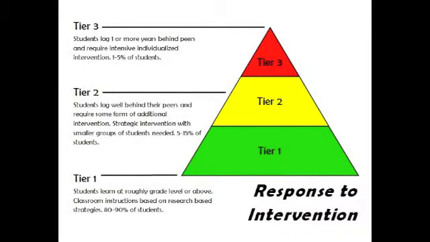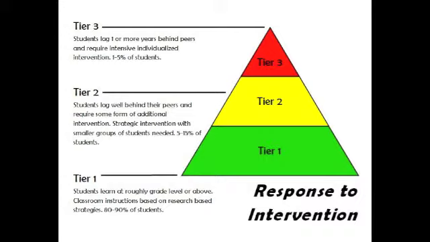Lastly, let's discuss response to intervention. There are three tiers of intervention. Tier 1 applies to the majority of students and calls for differentiated instruction for the entire classroom. Tier 2 is for at-risk students who require some supplemental instruction. This usually occurs in groups.